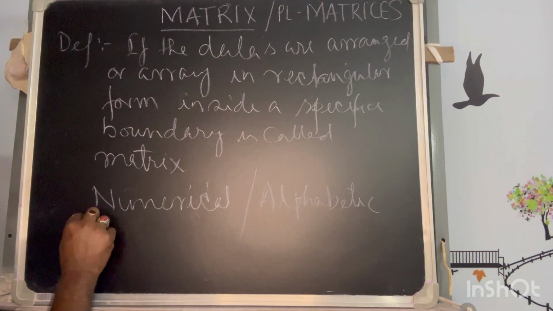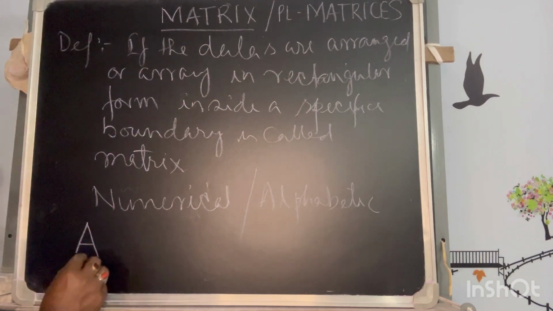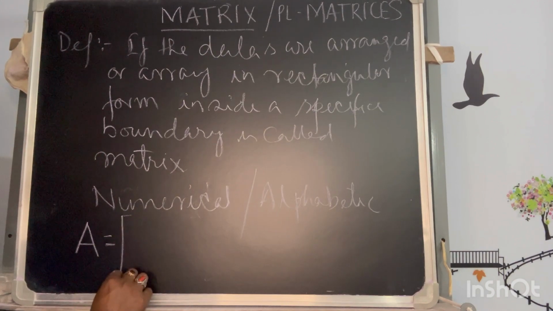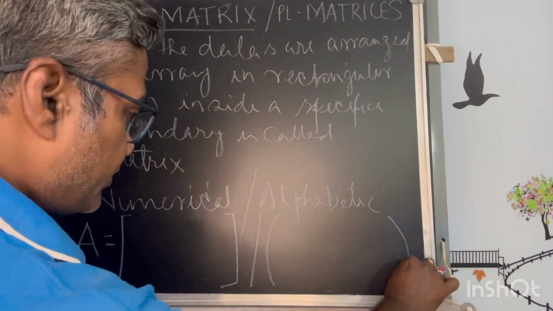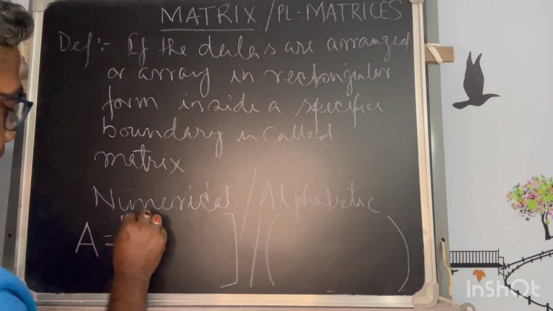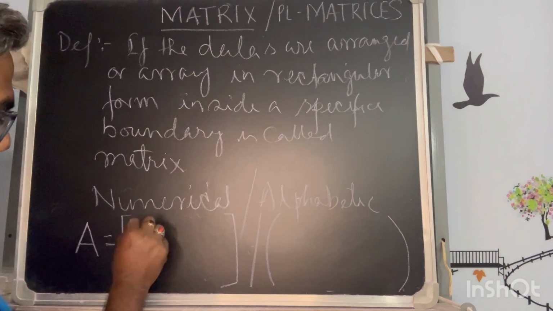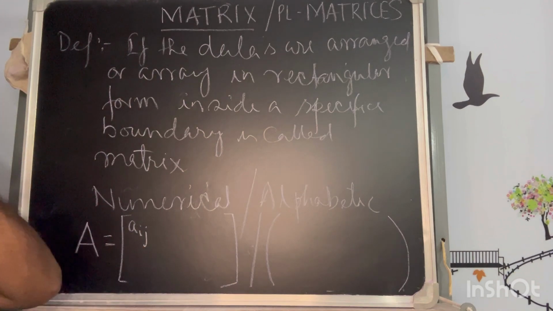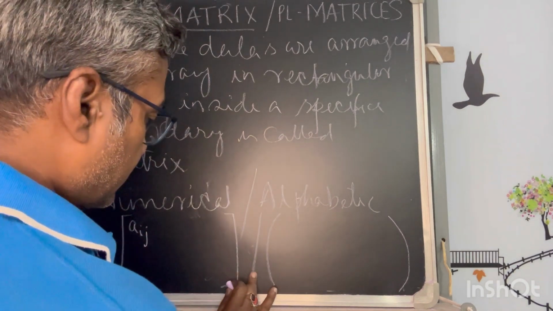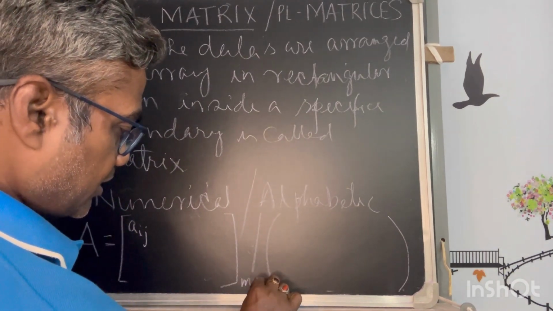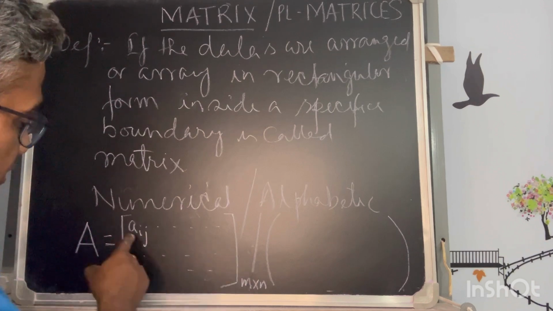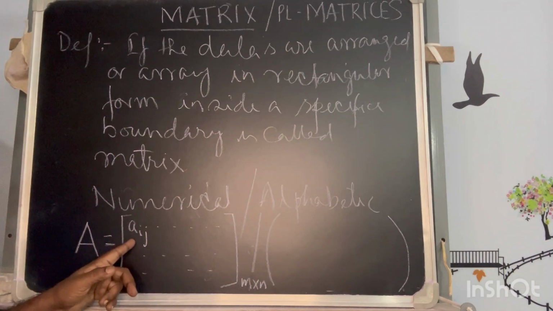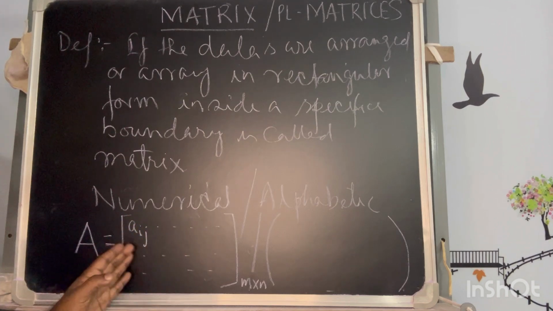So a matrix is always represented with a capital letter. Let's say I'm representing a matrix with A, and this equals, and this boundary what I'm talking about is represented by this third bracket, or it could be represented by a first bracket kind of thing. Okay, and the datas are presented with a notation of Aij, let's say. What Aij will tell you, and the order of the matrix, let's say I'm talking about M and N. So this is the general notation of how the data is kept inside this. This is a generalized representation. The other terms can similarly be represented.